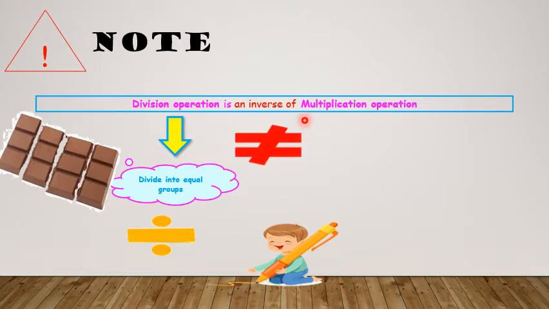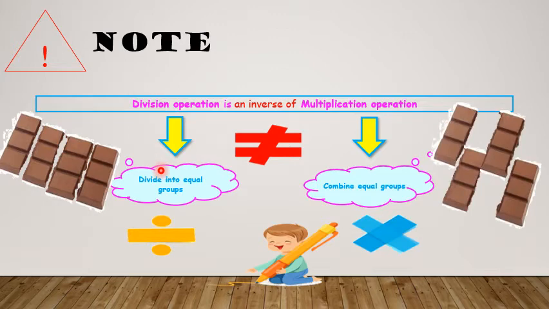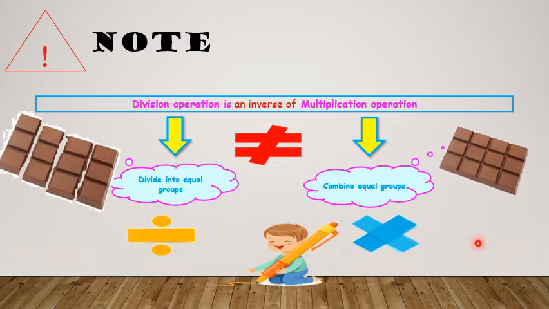Inverse means it's not equal to multiplication, it's the opposite operation. And we have the multiplication operation, which means combining equal groups. If I have the chocolate bars here and I want to put them all together, I have 3 in each, and I want to know what all together equals. All together will give me the whole chocolate bar again. So this is the multiplication.